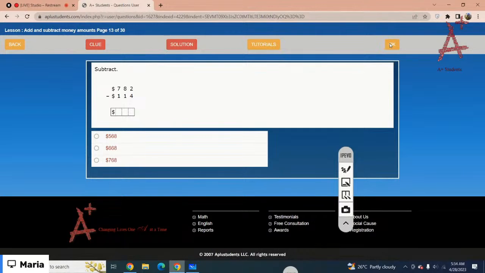Okay, you cannot subtract 2 out of 4, so you need to borrow 1. It would be 12 minus 4 is 8. 7 minus 1 is 6. And 7 minus 1 is 6. So it would be 668.